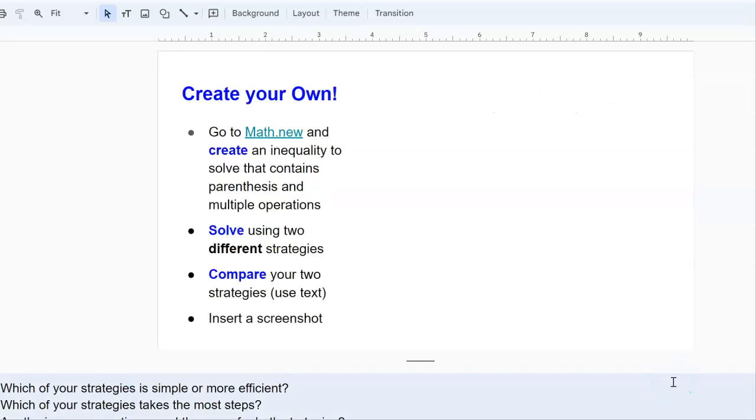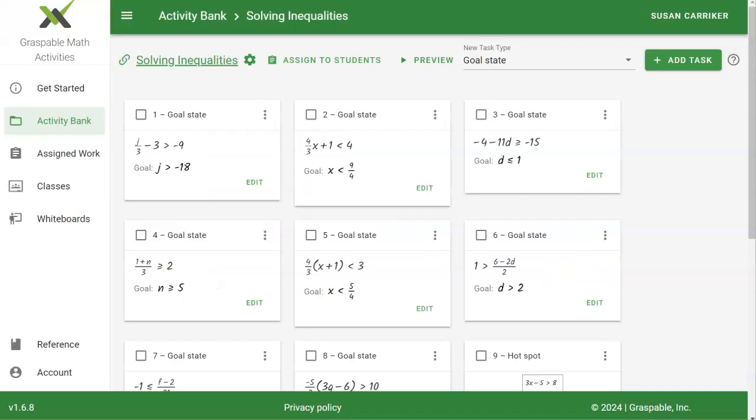On the last slide, come up with your own inequality. Solve it. Make sure your inequality contains parentheses, because all these did. Make sure your inequality has multiple operations: addition, subtraction, multiplication, division. Solve it using at least 2 different strategies. It just says 2. And compare your 2 strategies with text. Insert a screenshot. Which strategy is more simple? Which is more efficient? Which takes the most steps? What are the inverse operations being used? And so forth.